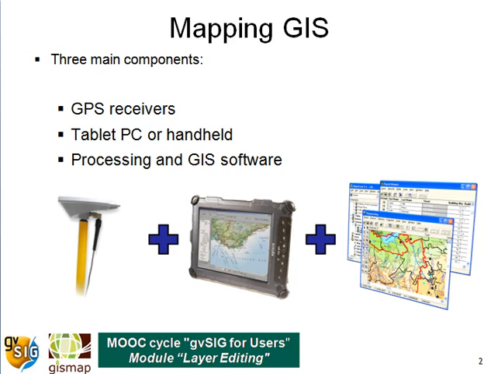We have a GPS receiver to get the data from the satellite, the information, with a tablet PC or a handheld, and then there is a processing and GIS software, and the GVSync is one of them.